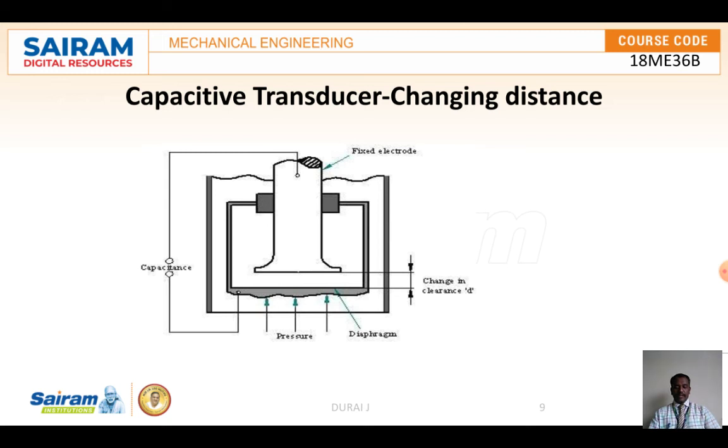This shows a type of pressure transducer where pressure is applied on the diaphragm, changing the distance between the diaphragm and the fixed electrode. The change of distance between the diaphragm and the fixed electrode can be taken as a measure of pressure. So from the change in the distance we are going to measure the pressure. This is about the capacitive transducer, using changing distance to measure pressure.